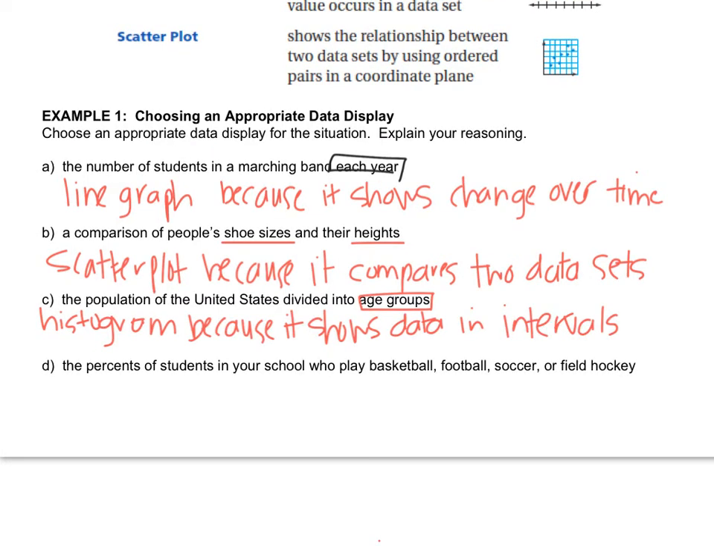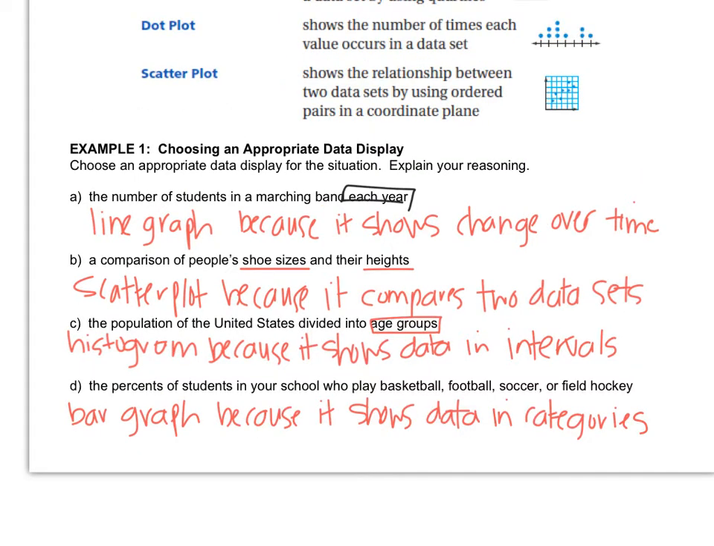I'm not going to write the second one down because it's kind of like my second choice, but you could also do a circle graph with each age group represented by a slice of the circle, and then that would represent the population. Now, speaking of circle graph, you could do a circle graph for letter D. You could also do a bar graph. So for letter D, I'll say bar graph. That would be my preferred choice because it shows data in categories. But you could also use a circle graph for the same reason.